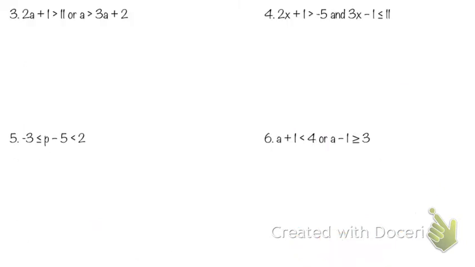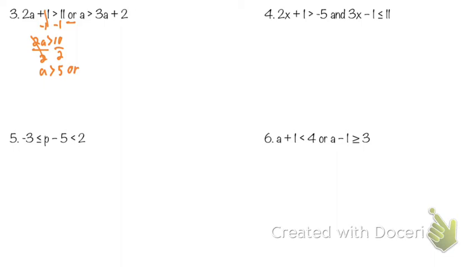Continuing on to example 3. Example 3, we actually have to solve some of these. So we have an or in a compound inequality. And now we'd solve these separately. So 2a plus 1 is greater than 11. So we'd solve this by subtracting 1, subtracting 1. 2a is greater than 10. Now we divide by 2. And we're just completely ignoring this other inequality for the meantime. So we have a is greater than 5.